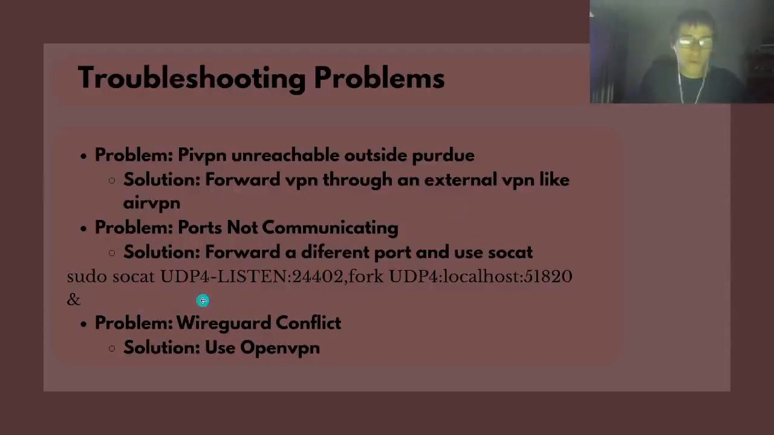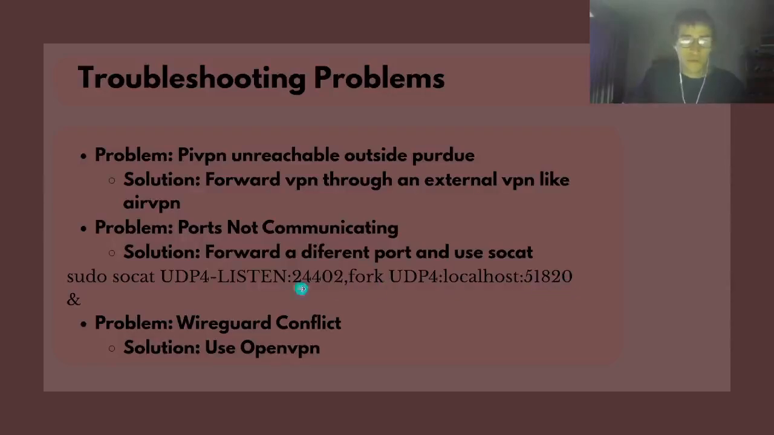So the biggest problem I encountered with AirVPN was that the ports were not communicating. Now, this was a big issue of AirVPN talking with Pi VPN, because AirVPN would forward port 51820, which is what WireGuard listens to on Pi VPN, and for some reason or another, Pi VPN would not accept just straight listening through AirVPN. I did test with other programs like SSH and FTP, SFTP, and Telnet, and they all worked flawlessly over just direct port forwarding.